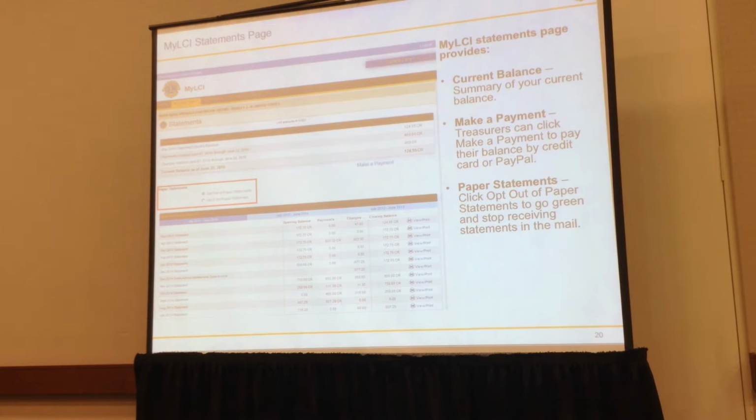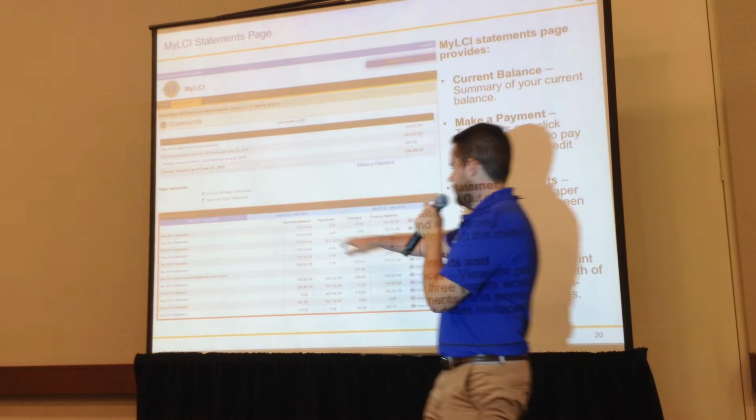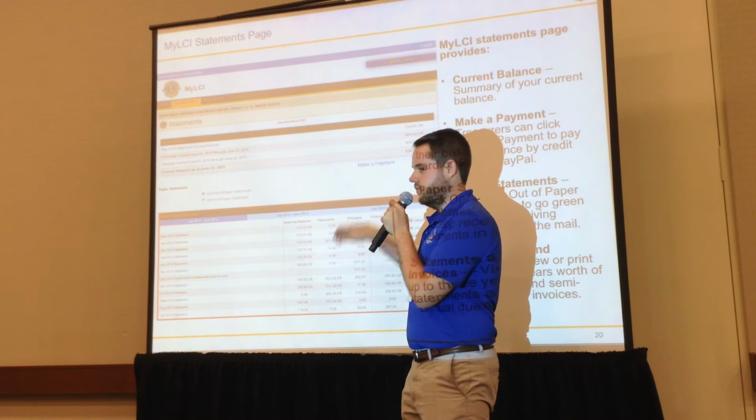Next, you can either opt in or out for paper statements. And at the bottom, we have statements and invoices. So this will allow you to view or print up to 3 years' worth of statements and semi-annual dues. And as you can see here at the top, we have previous fiscal years to select from.